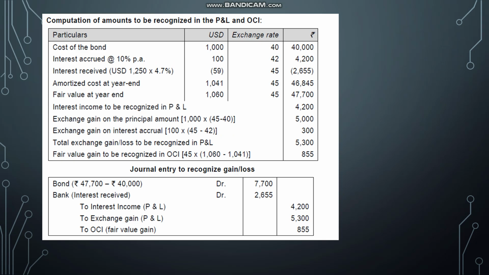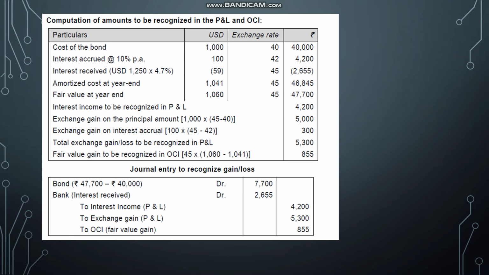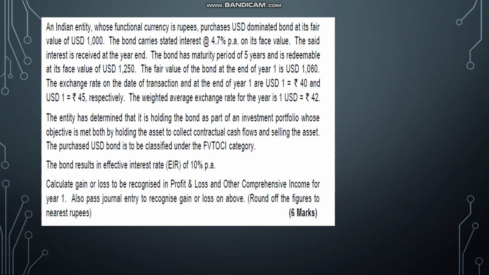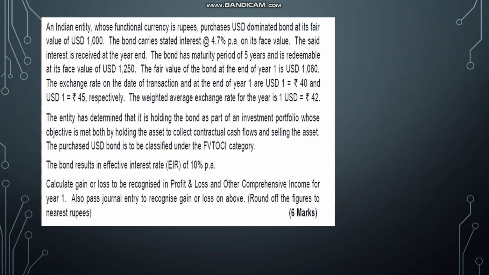And the amortized cost at the year end will be 46,845 rupees. And fair value at the year end, that is 1060, that again I highlighted for you. If you can see the fourth line of the para, 1060 should be again at the year end rate, that is 45 rupees. So 47,700, and interest income to be recognized in P&L is 4,200.